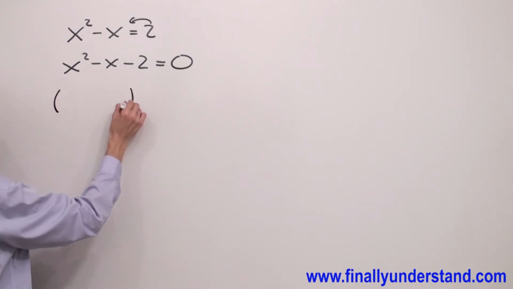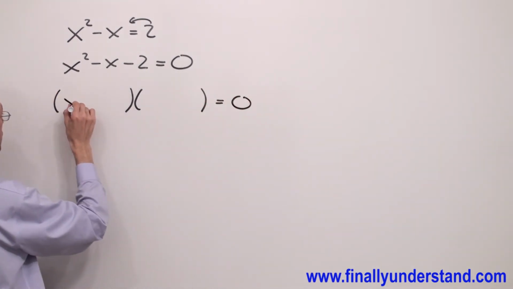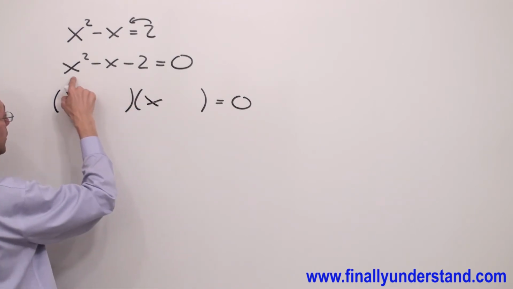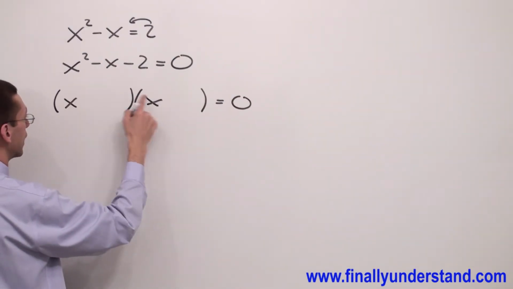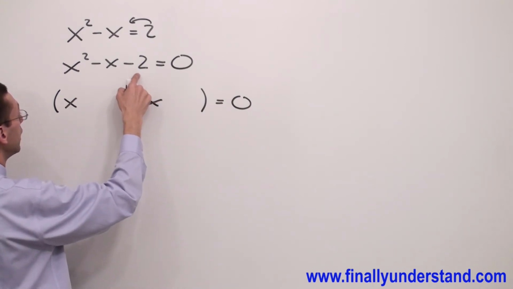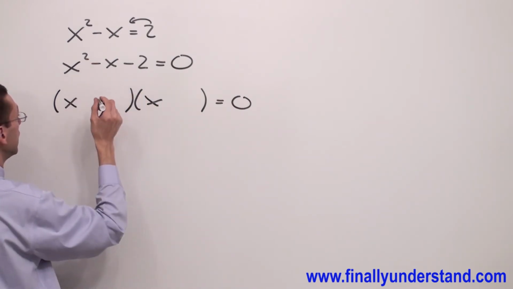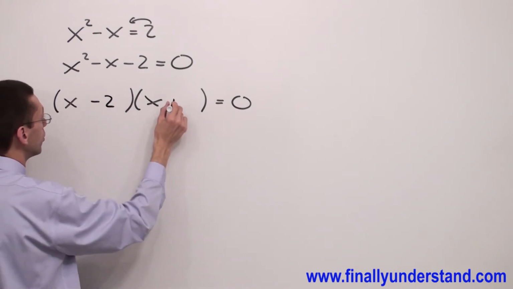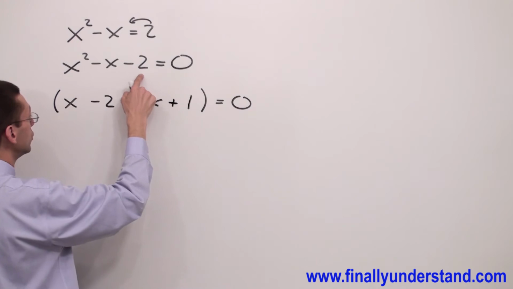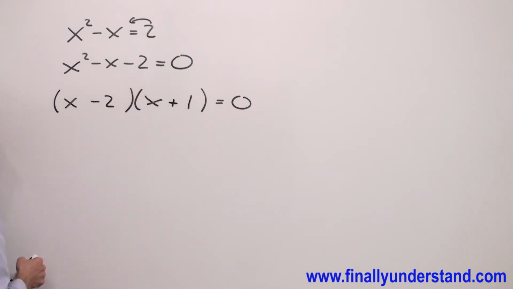Factorize. Parentheses, parentheses equals 0. We have x times x gives me x squared. The numbers which I'm supposed to write over here, multiplied by each other, are supposed to give me -2, and added to each other are supposed to give me -1. They are -2 and 1. -2 times 1 is -2. -2 plus 1 gives me -1.